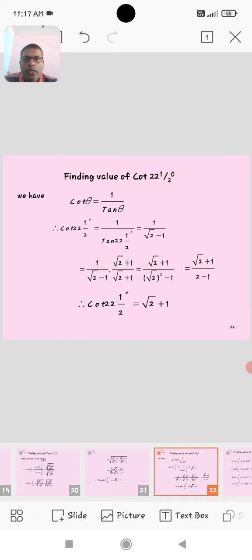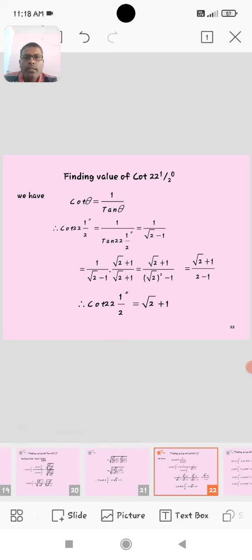The same way, finding the value of cot 22 and half. We have cot theta is equal to 1 by tan theta. Therefore, cot 22 and half is equal to, how to write this one? 1 by tan 22 and half. That is equal to 1 by root 2 minus 1.